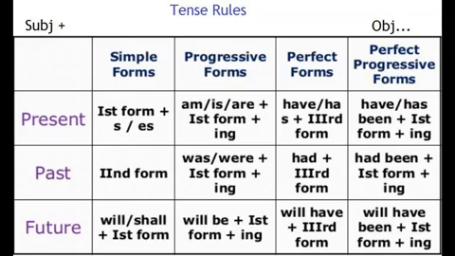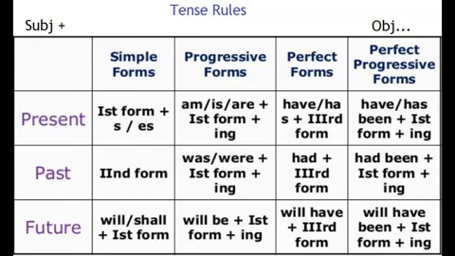Like that, for past simple forms, the second form of the verb will be used. In past progressive form, was or were plus first form of the verb plus ing. To make past perfect forms, had plus third form. Then past perfect progressive form, had been plus first form plus ing.